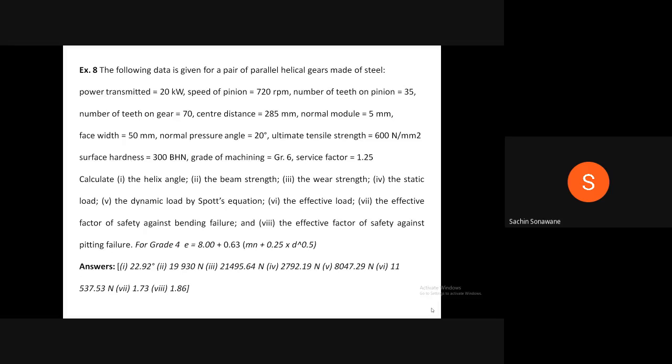This is the last problem of helical gear. I will read the problem. You should also write. Example 8. The following data is given for a pair of parallel helical gears made of steel.